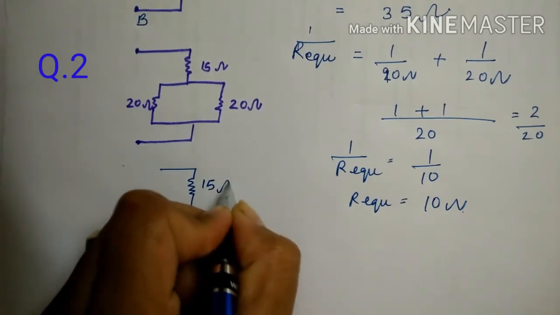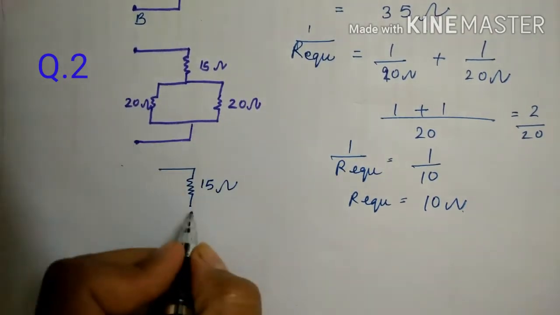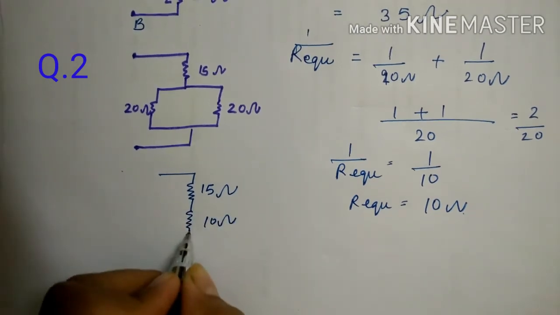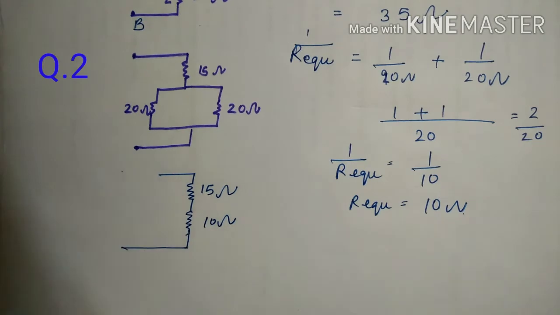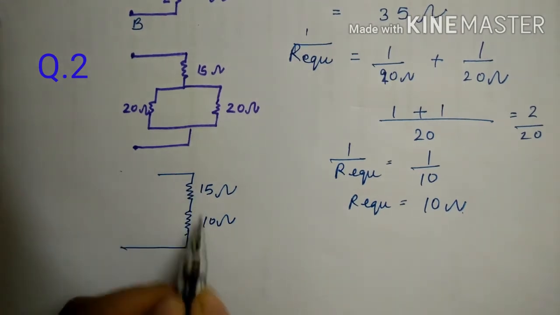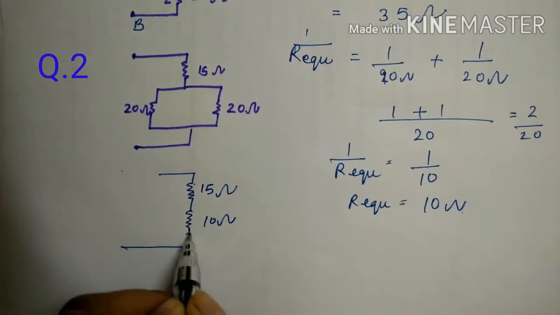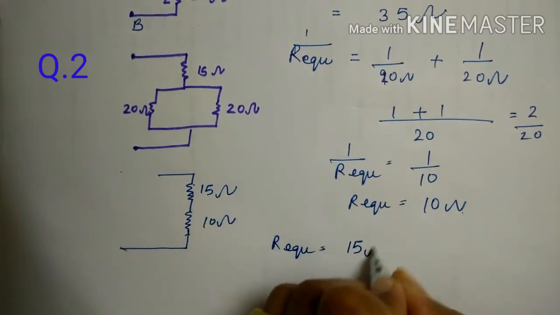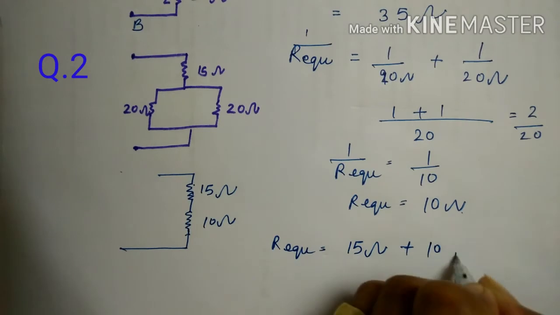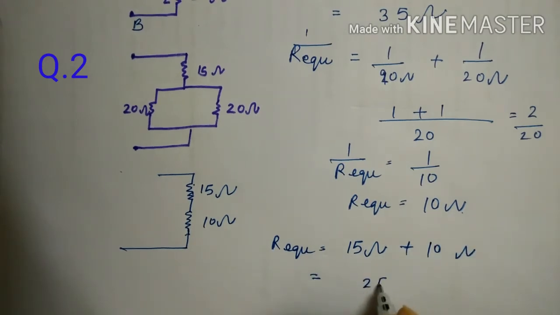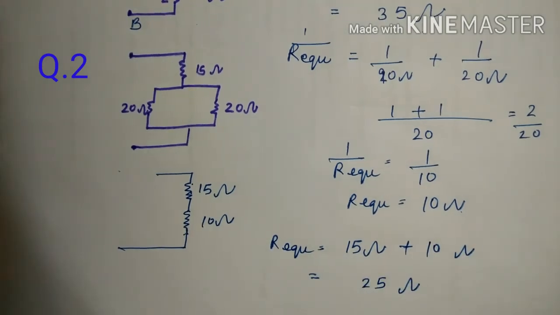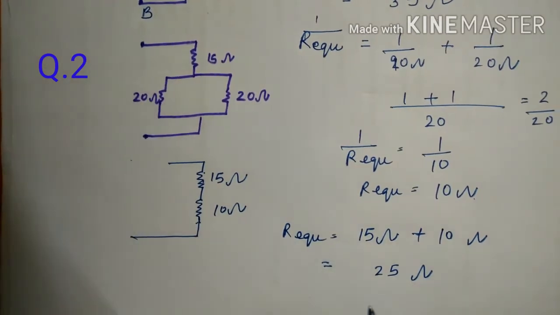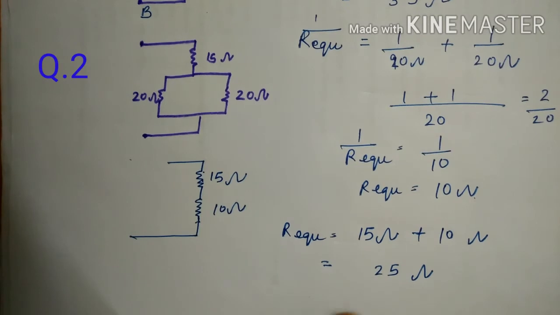This is for 15 ohm, then for these two, 10 ohm. Now we can see they both are in series, so the total equivalent will be 15 ohm plus 10 ohm, 25 ohm. So step by step make the circuit simpler and solve the numerical. Now next.